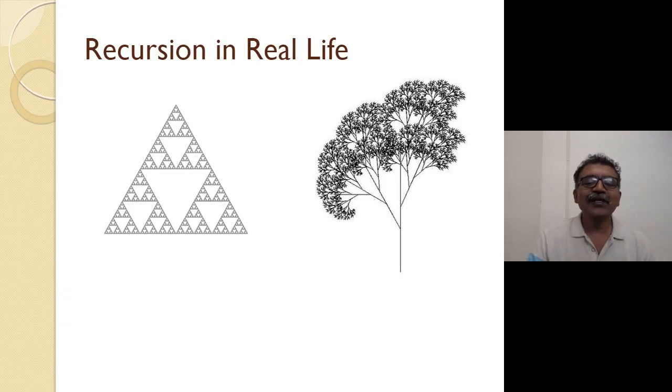On the left hand side there is a triangle, so you can find there is a huge triangle. Then a number of small triangles are there. Again inside those, small triangles are there, right? So again it is a kind of recursion. A lot of examples are there.